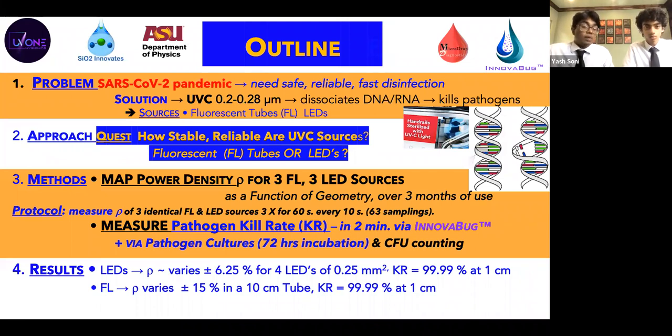The results we had were that the LEDs had a power density that varied with a plus or minus of 6.25% for 4 LEDs of 0.25 millimeters squared, with a kill rate of 99.99% at 1 centimeter.